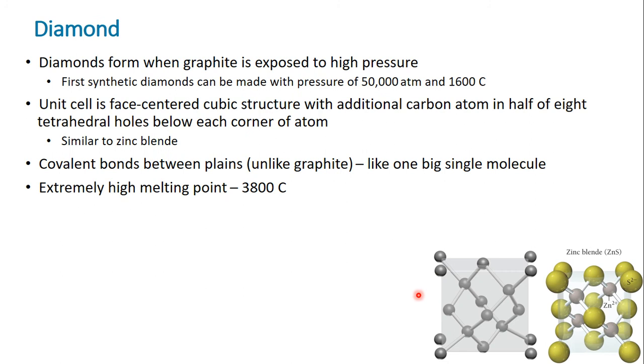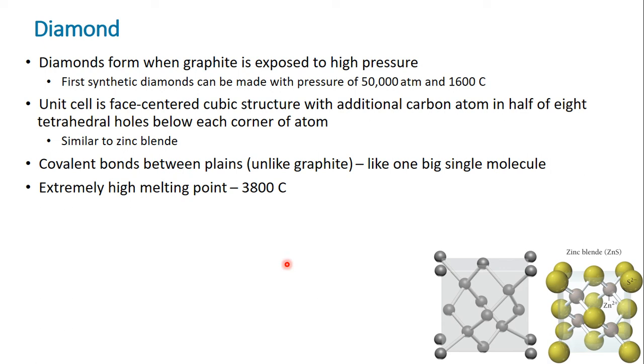Diamond, on the other hand, forms when you have graphite and it is exposed to extremely high pressure and temperatures. Pressures of 50,000 atmospheres and temperatures of 1600 C were necessary in the lab to make your first synthetic diamond. Here, our diamond is in a face-centered cubic structure where you have additional carbon atoms in half of the 8 tetrahedral holes below each corner atom. It's very similar to that zinc blende we saw in the previous videos.